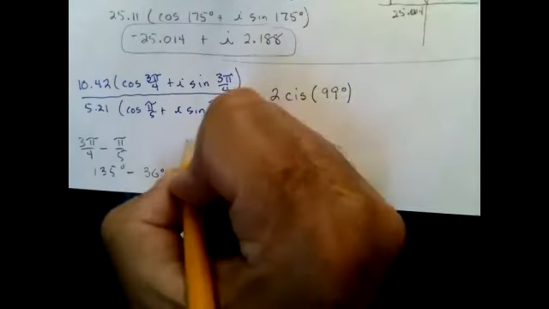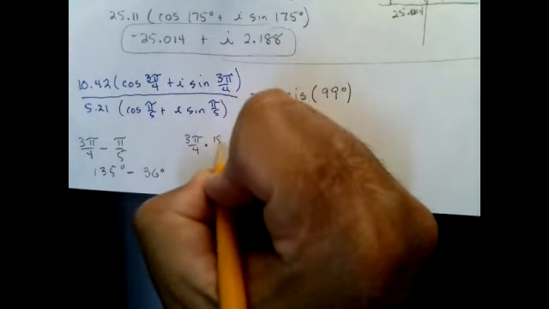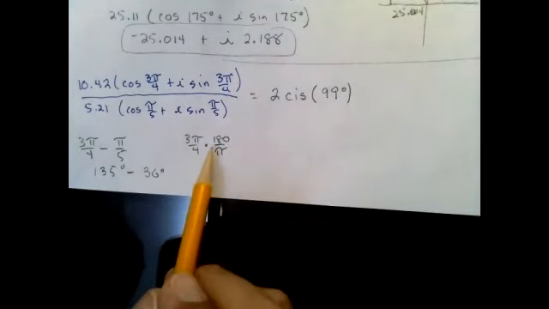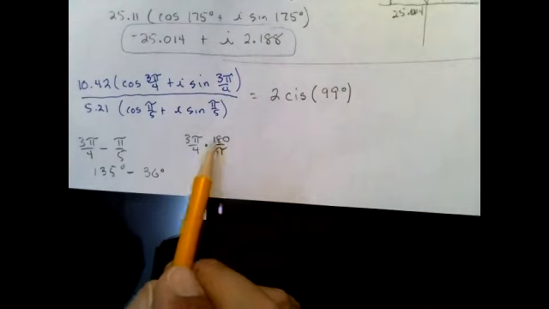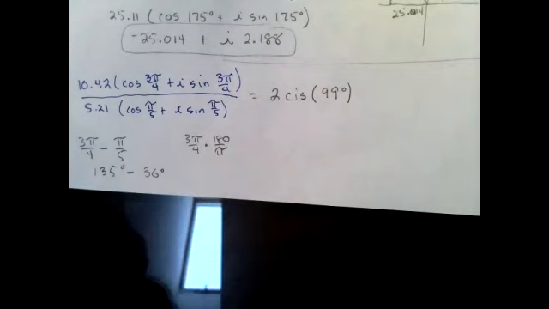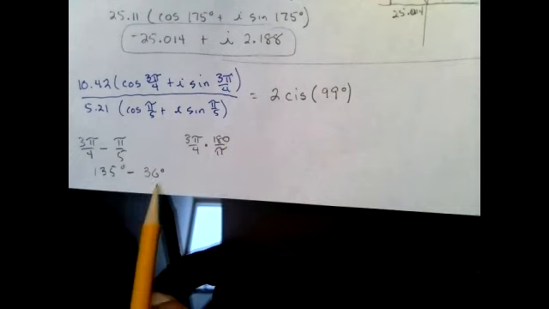How do you do that? That's right. This is 3 pi over 4 times 180 over pi. The pi's cancel. 4 goes into that 45. 3 times 45 was 135. Pi over 5 times that, the pi's cancel. 180 divided by 5 is 36.